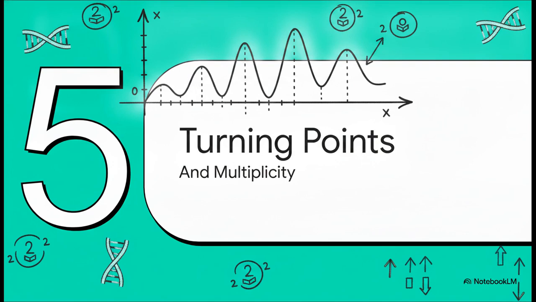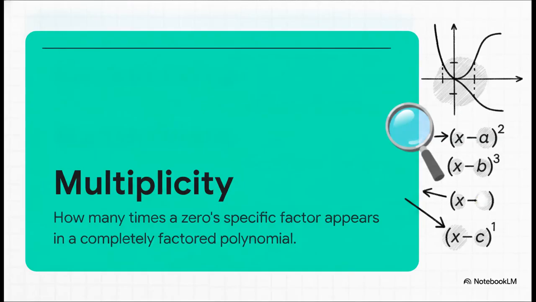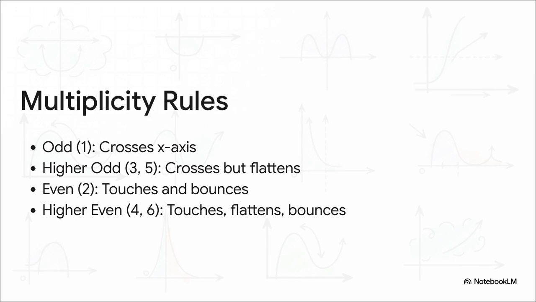Finally, section 5, multiplicity and turning points. To really get the shape right, we need to talk about multiplicity. Multiplicity is just how many times a zero's specific factor shows up in your completely factored polynomial. Visually, it's just the exponent attached to that set of parentheses. But behaviorally, oh, it's huge. It dictates the kinetic energy of the graph right at the exact millisecond it hits the x-axis. This is where it gets really fun.